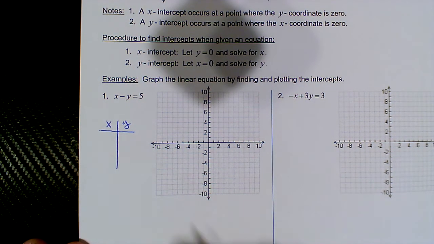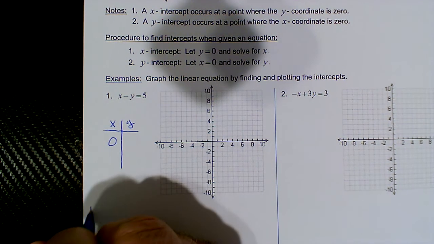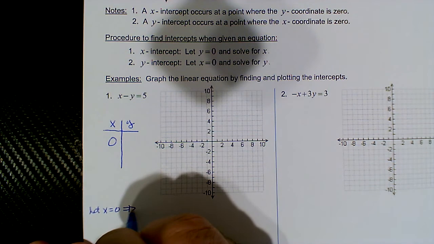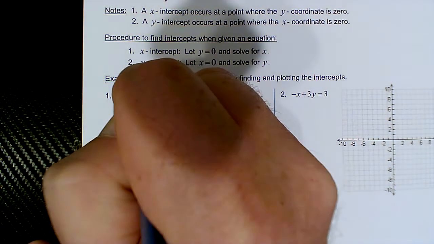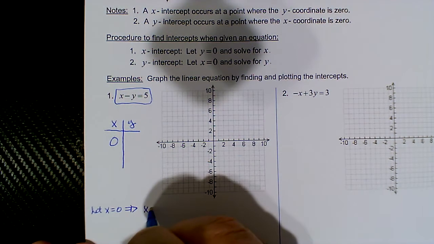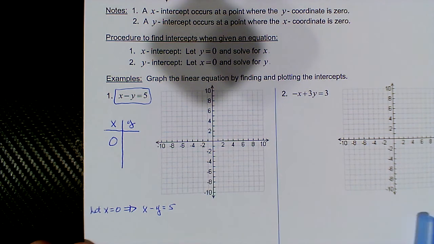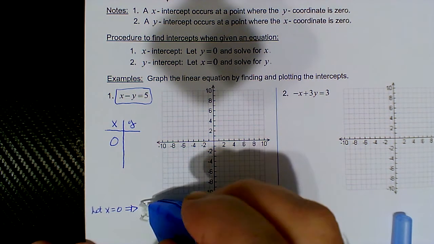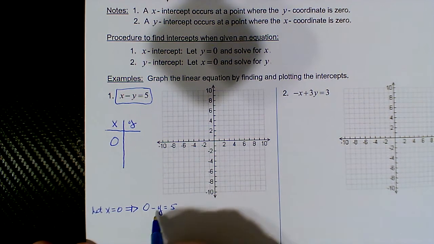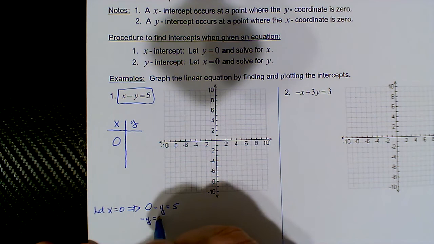In one instance, we're going to choose x to be 0. So let me do that down here. Let x equal 0, and then we get into our equation here. x minus y is 5. We would get 0 minus y is 5. We're just substituting the 0 in for x, and there's really no need to write that 0. We have minus y equals 5.